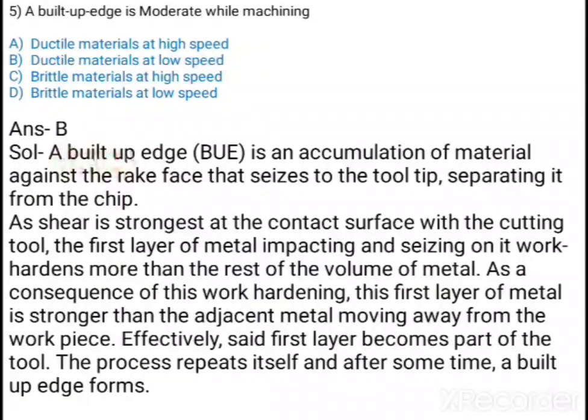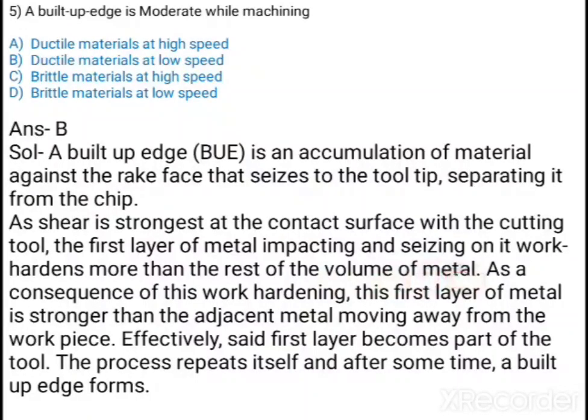You can read there. A built up edge is an accumulation of material against the rake face that sticks to the tool tip, separating it from the chip. Yes, shear is the strongest at the contact surface with the cutting tool. The first layer of metal impacting and sticking on it work hardens more than the rest of the volume of the metal.